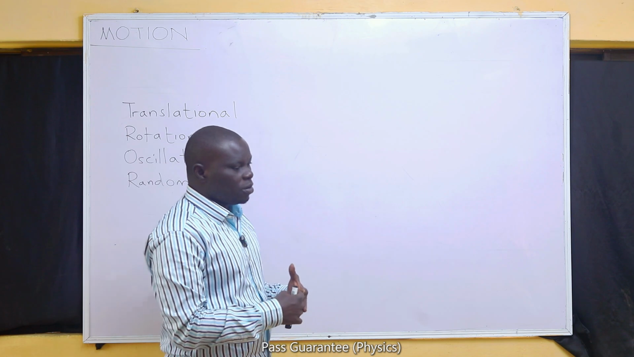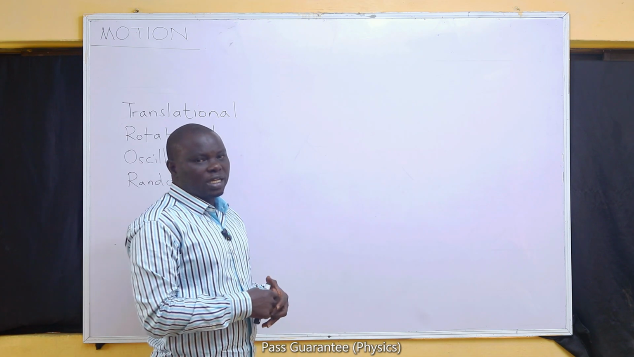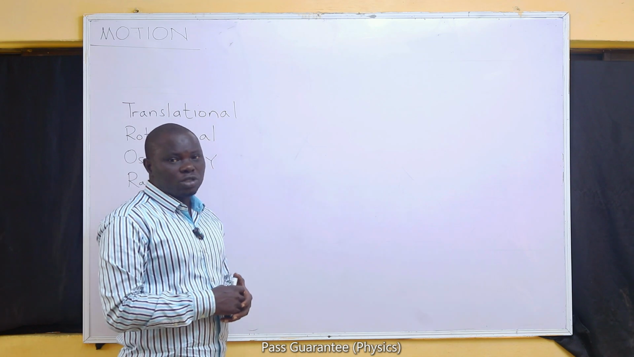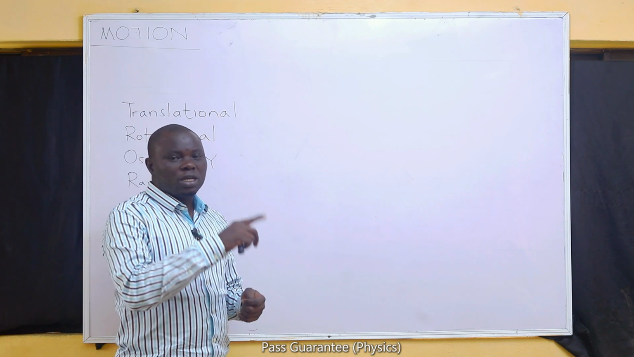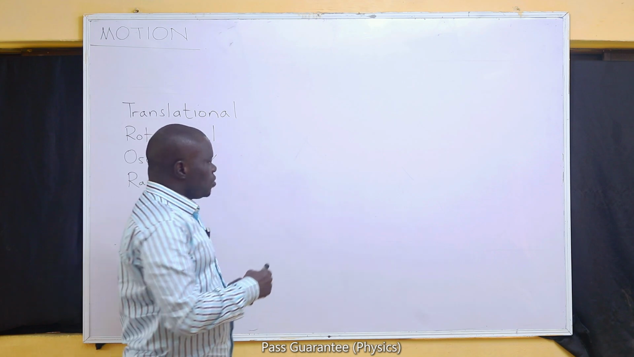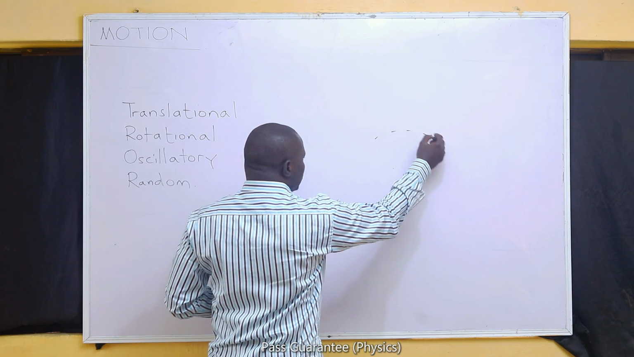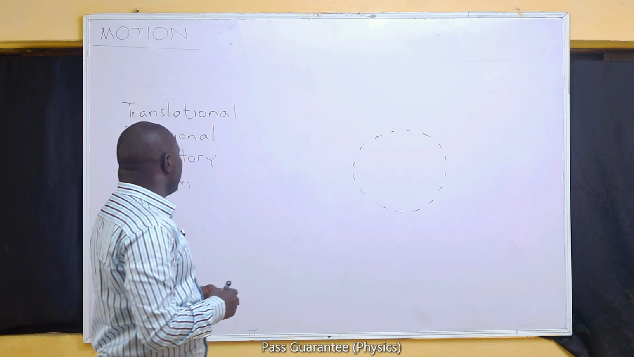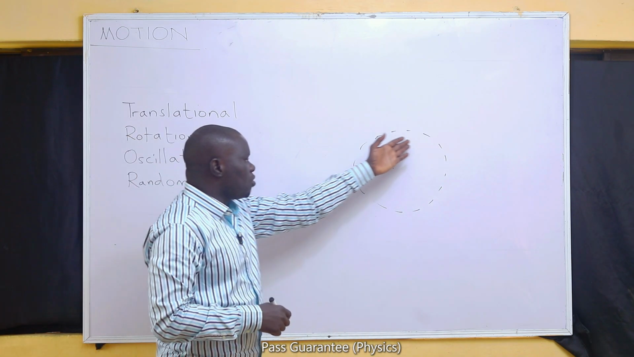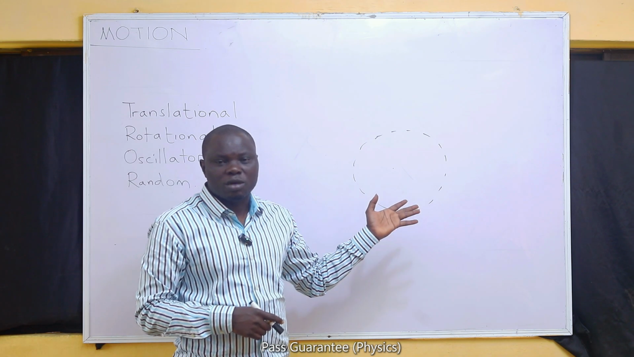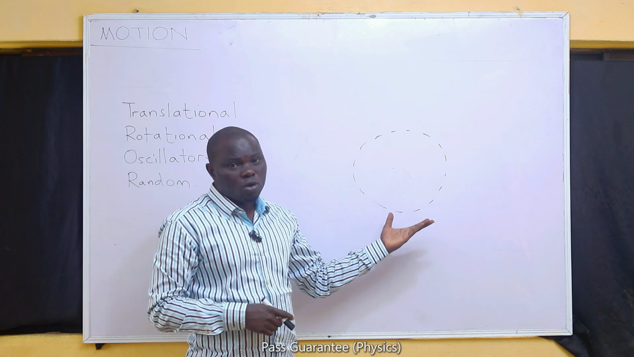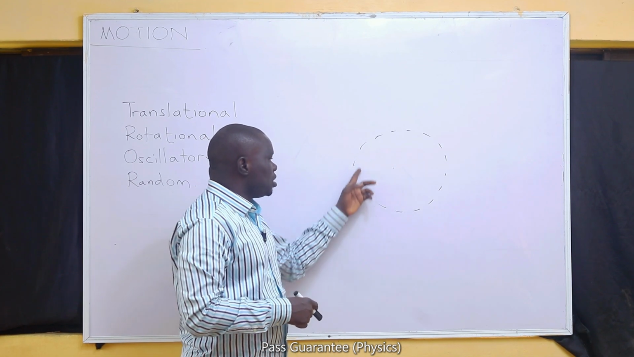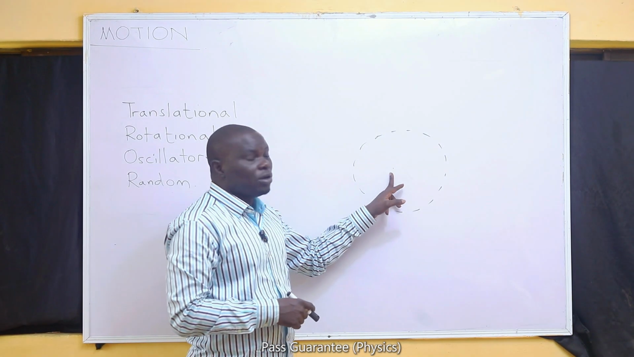Anytime you take the whole of your body and you move to another position, then we'll say that you are observing translational motion. Rotational motion is the movement of a body around a fixed point. When you have a fixed point and an object moves around that point, we say that the object is observing rotational motion. It doesn't have to be circular, because most of the time we feel like rotational motion has to be circular motion. No, an object can observe rotational motion such that the path taken around that point is not circular.